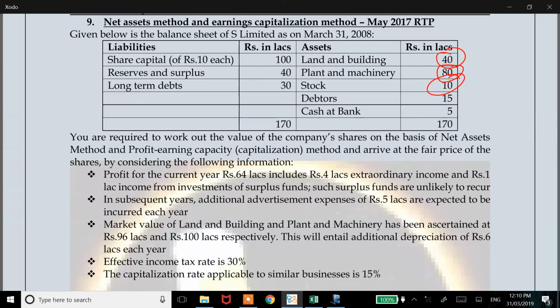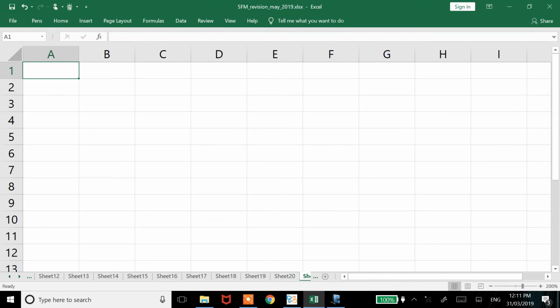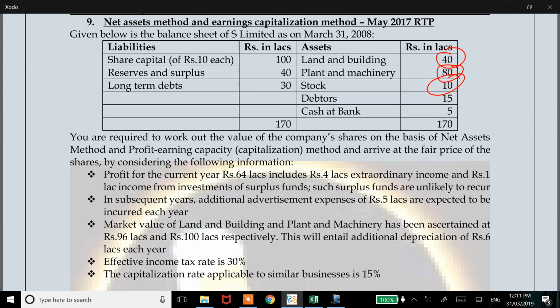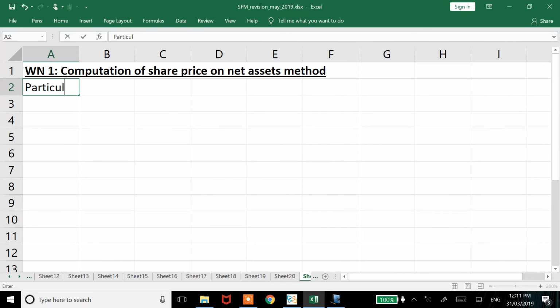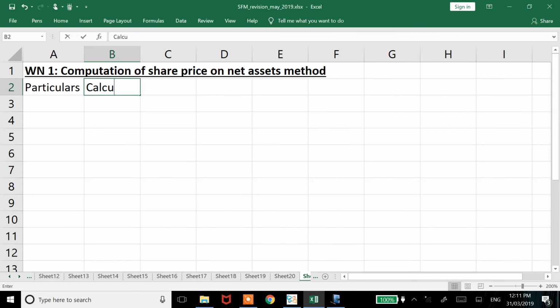Working note 1, computation of share price on net assets method. Particulars and amount. Whatever we have done in mutual fund chapter, the same thing will work.